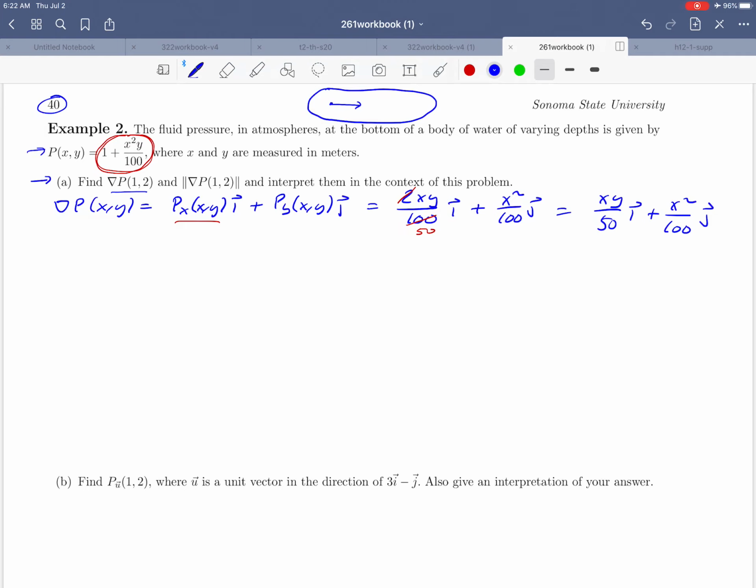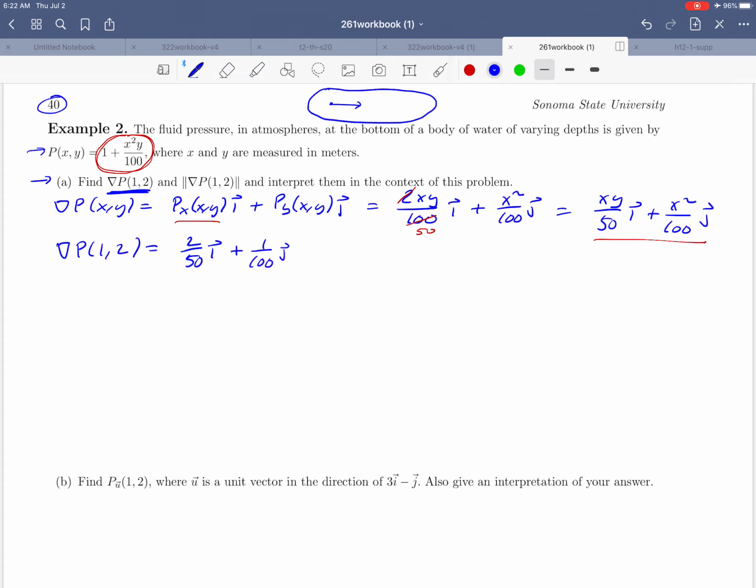All right, so now that we've got a formula for the gradient, let's find the gradient at (1, 2). That's our point of interest here. And all we really have to do there is substitute the numbers 1 and 2 in for x and y into the formula for the gradient that we got there. So if we do that, we're going to get x times y, which is 1 times 2 is 2 over 50 i, plus 1 squared over 100 is 1 over 100 j.